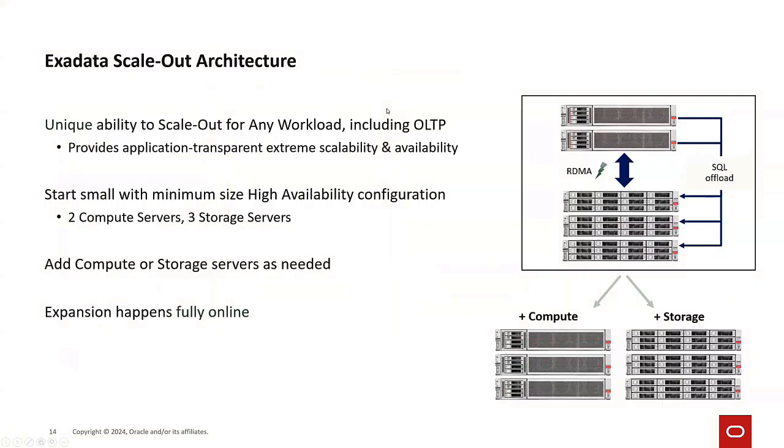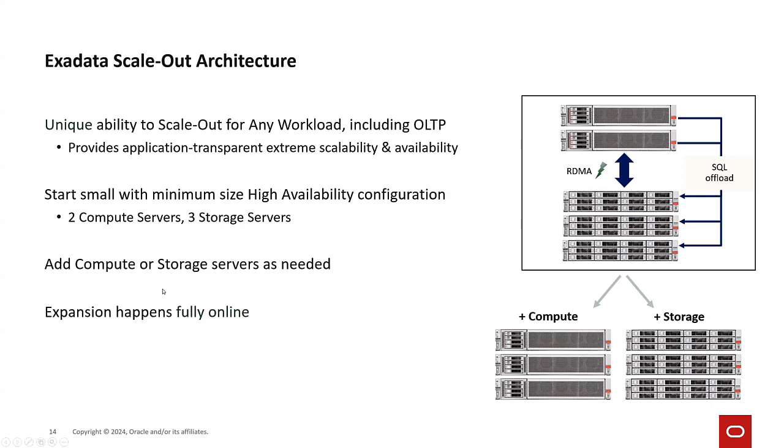For the scale-out architecture, it has the unique ability to scale up for any workload, including OLTP. This is going to provide application-transparent and extreme scalability and availability. So we see here, it's got RDMA and then the SQL offload. So basically what's happening is it's figuring out when it should choose to prioritize its memory for IO, and when it's going to offload complex SQL operations to another system, where it's going to prioritize the fast SQL. And this prioritization is something that's really unique to Exadata.